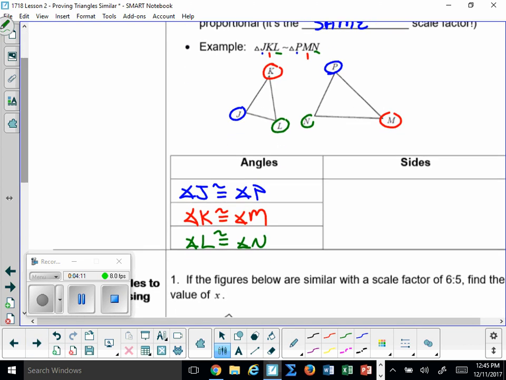Okay, so I'm going to go blue to red, JK, then blue to red in the second triangle, PM. Red to green, KL. Red to green, MN. Green to blue, LJ. Green to blue, NP. So whether you're doing colors or shapes doesn't matter, but matching the corresponding angles is critical to being successful here.